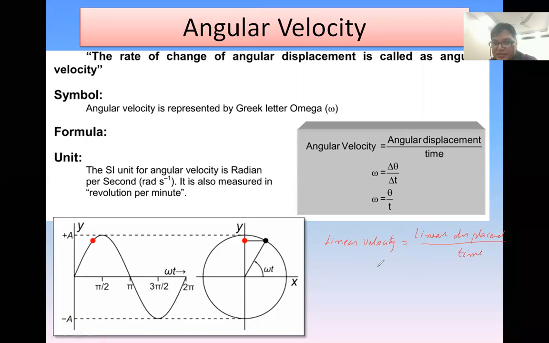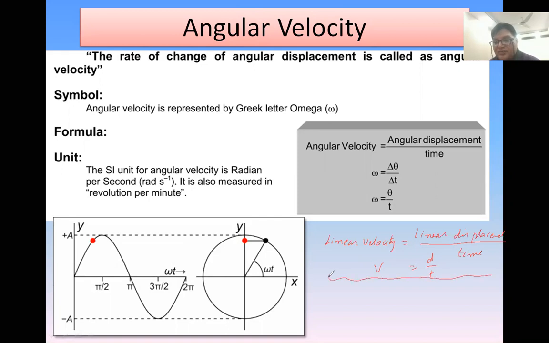What is linear velocity? It is v. What is linear displacement? It is d. Very clear. And time is t. You know it very well from O levels. In O levels, we always discuss linear velocity. But what is angular velocity?